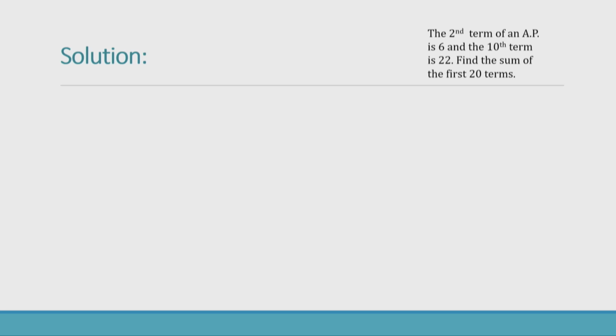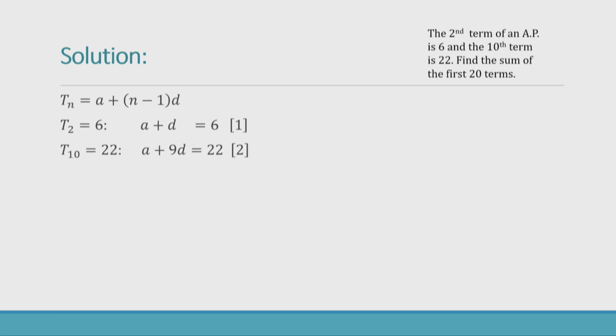So the second term of an AP is 6 and the 10th term is 22. This means that we will have to use the formula for Tn. So T2 is 6, that is a + d = 6, and I call it equation 1. T10 is 22, that is a + 9d = 22, which is equation 2. So we have to solve these two equations simultaneously.